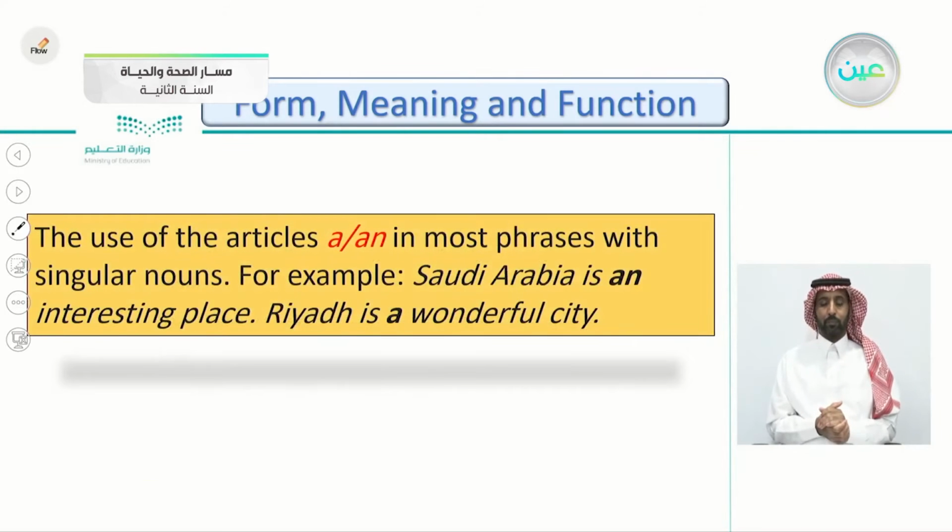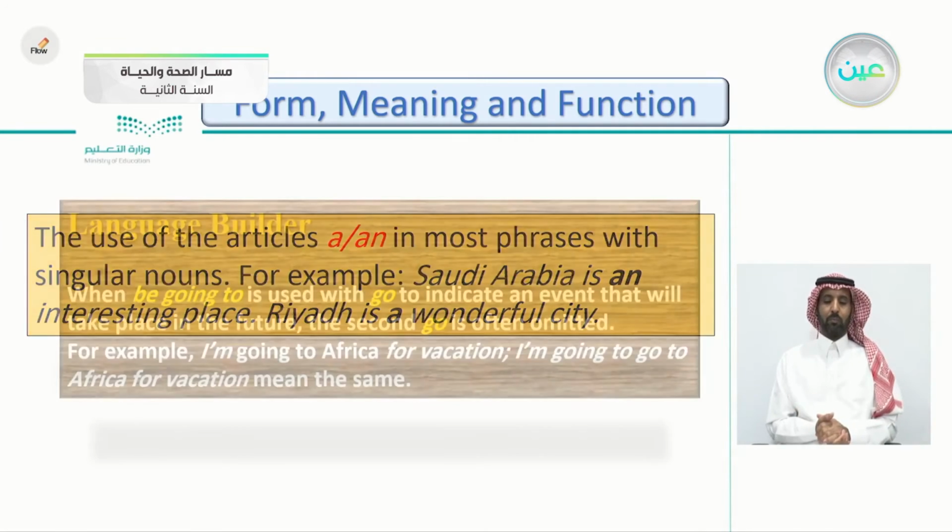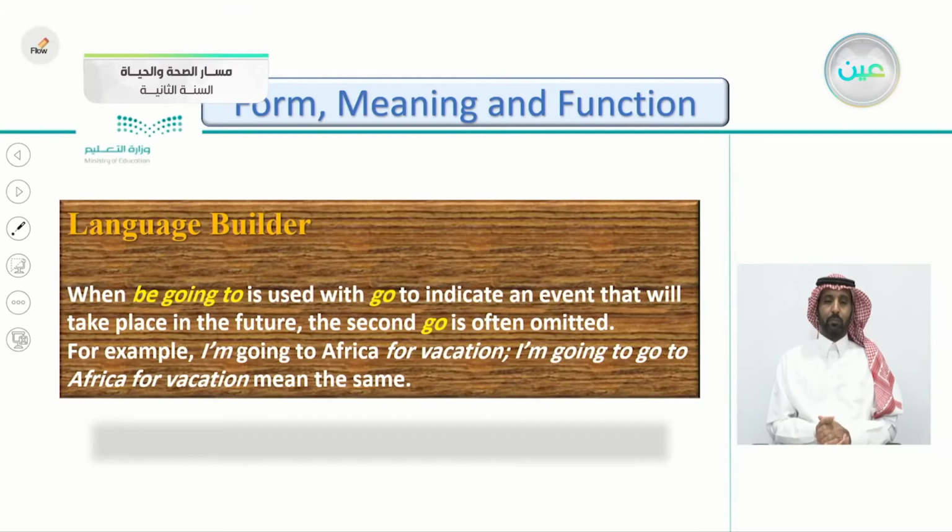The use of the articles a or an is in most phrases with singular nouns. Of course we know that a or an comes with singular nouns. For example, Saudi Arabia is an interesting place. Riyadh is a wonderful city. So this is a language builder for you.